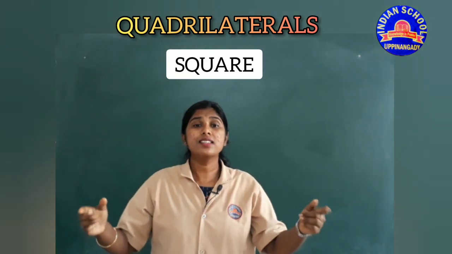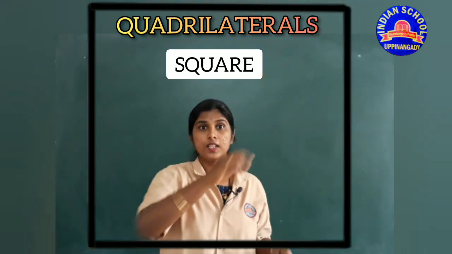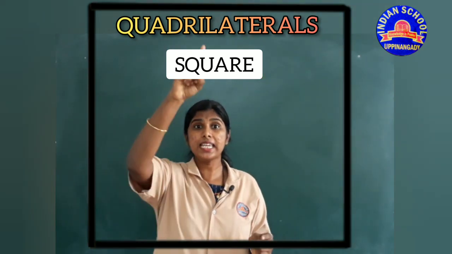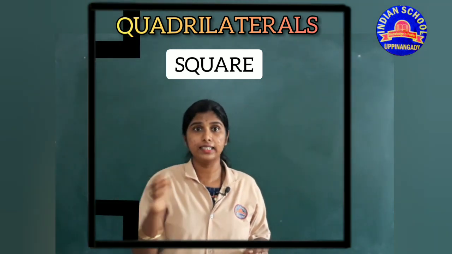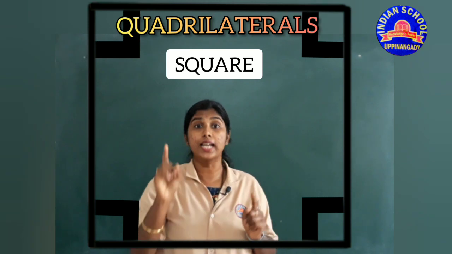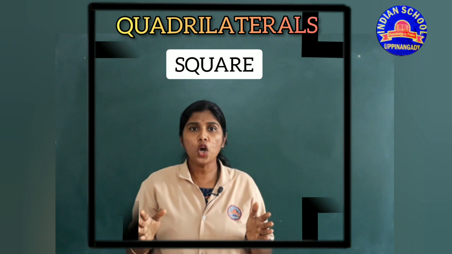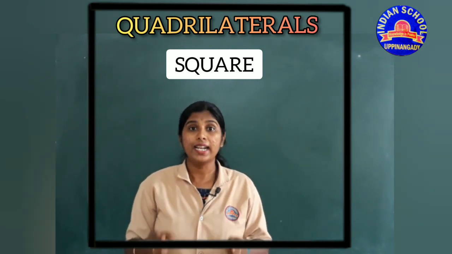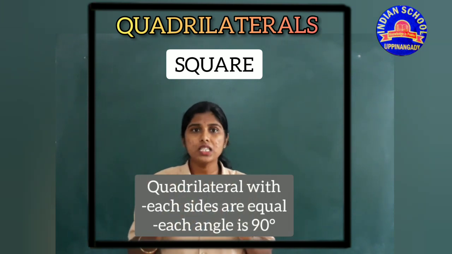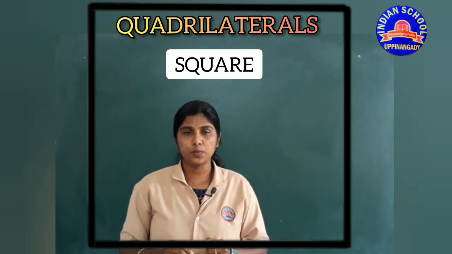So, this is a square, where each side is equal and each angle is equal, that is each angle measures 90 degrees. So, when we talk about the definition of a square, it is a quadrilateral with each side equal and each angle 90 degrees. So, let us see its properties.